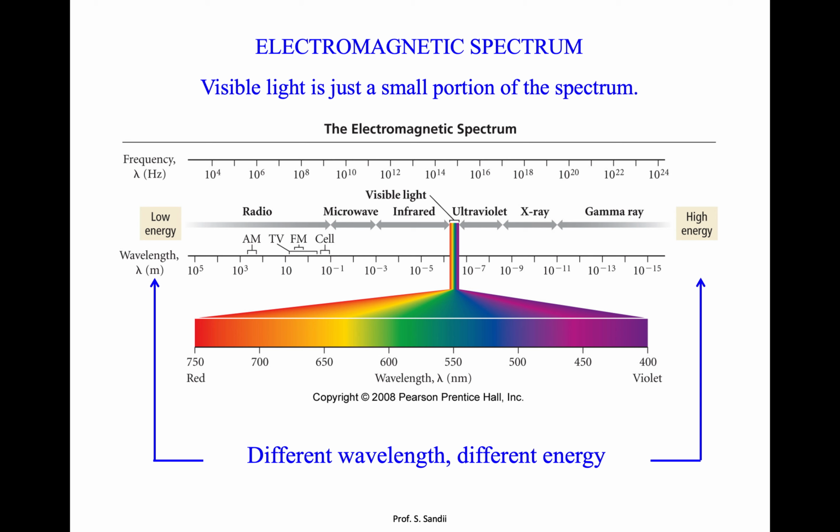The amplitude would be the brightness. So we can have light of a given color that is very bright or not so bright, but the energy of the radiation would be the same.